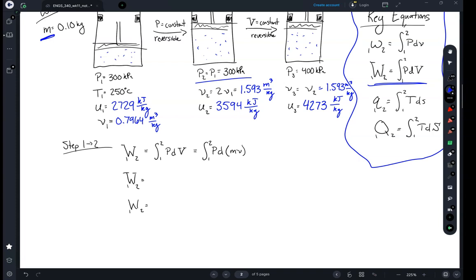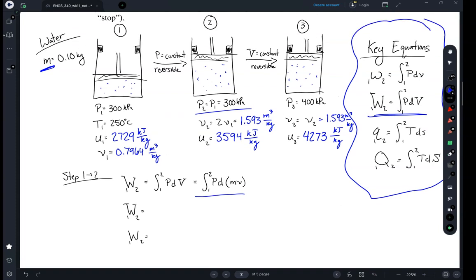We're trying to solve that integral. Luckily for this particular process, this is a pretty easy one. So we're trying to solve this from 1 to 2. Pressure is constant. So pressure can come out of the integral, and we're then simply solving the integral of dV, or d volume, which is just delta volume. So this is mass times pressure times delta volume when we solve that integral for constant pressure.